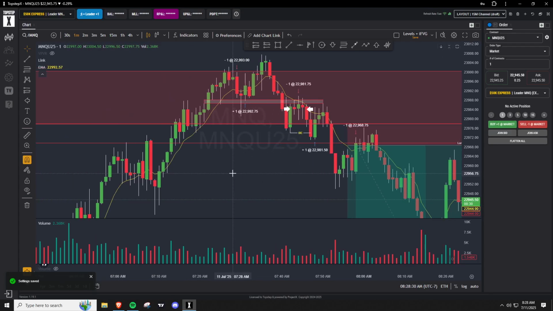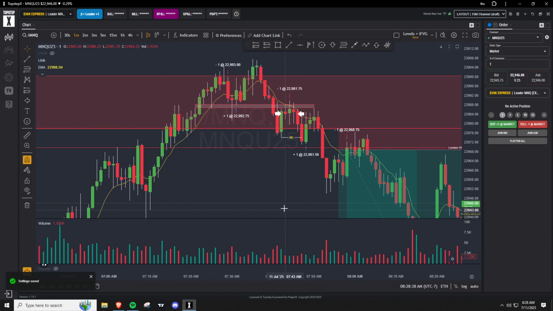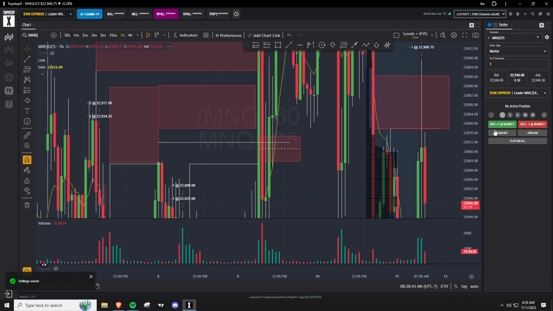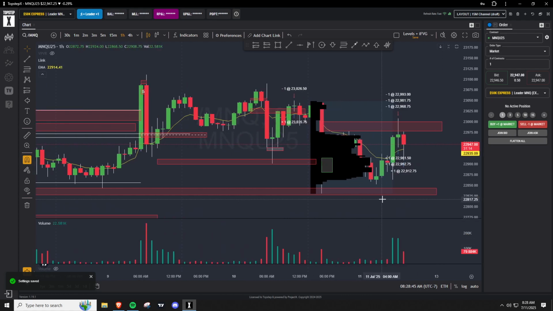Hey guys, so I just wanted to show you a few trades from today's session. It's July 11th. I got my execution on the chart so you can see what's going on here. First, let me show you the bigger picture of what we're working with.